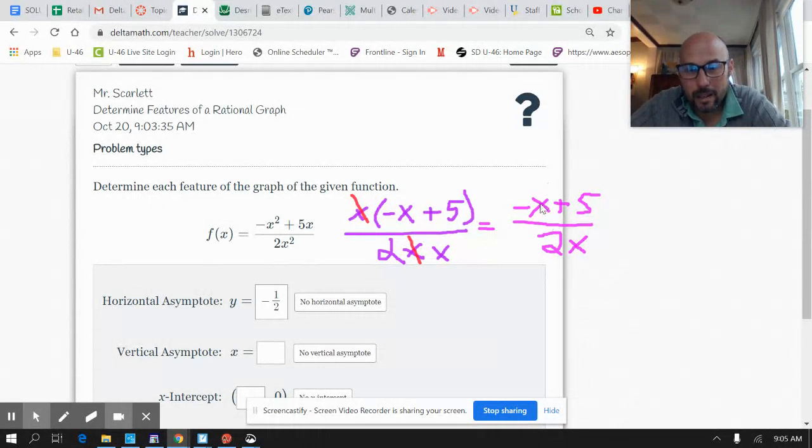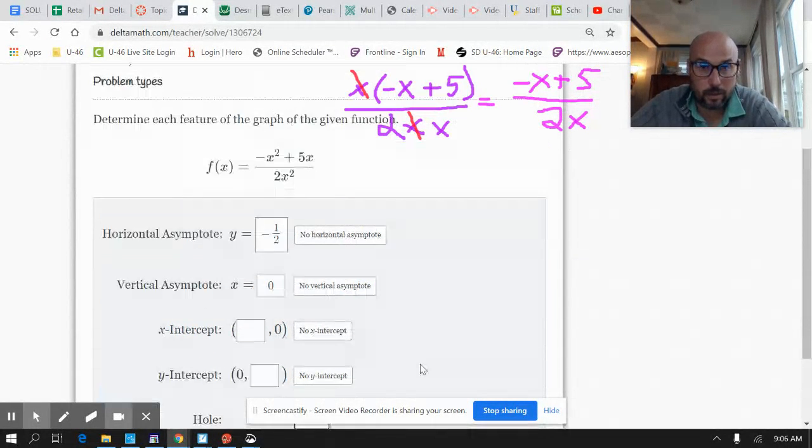What we end up with is the deciding factor. We end up with a division by x. Right here, we might be thinking it's a hole because it cancels out, but when we look at what we are left with, we're still dividing by 0. So canceling out that x didn't keep us from dividing by 0. The number 0 still is a problem. So that means it is a vertical asymptote. It is not a hole. There is no hole here.